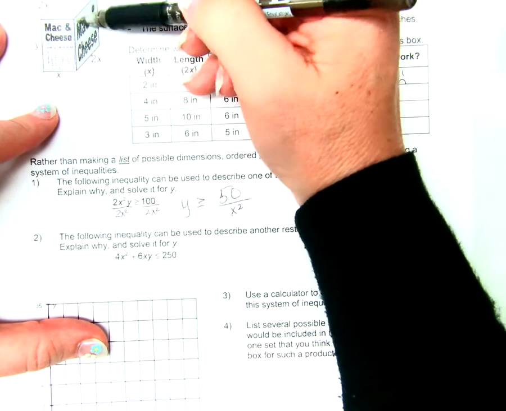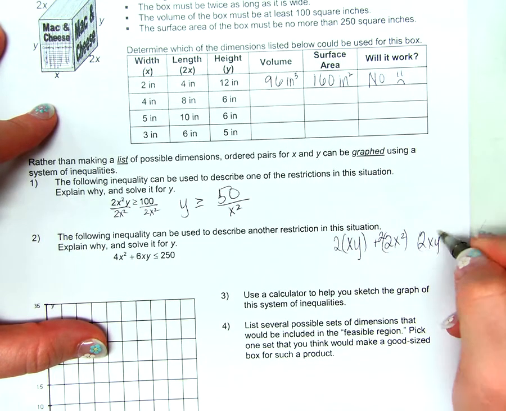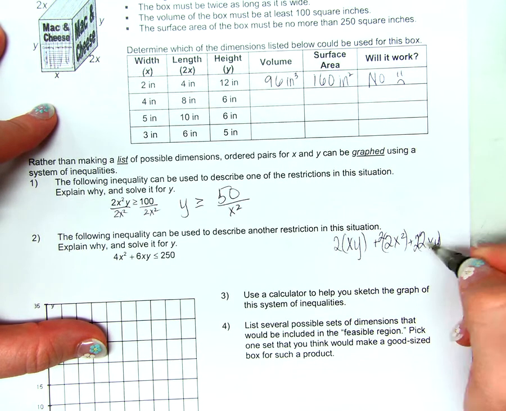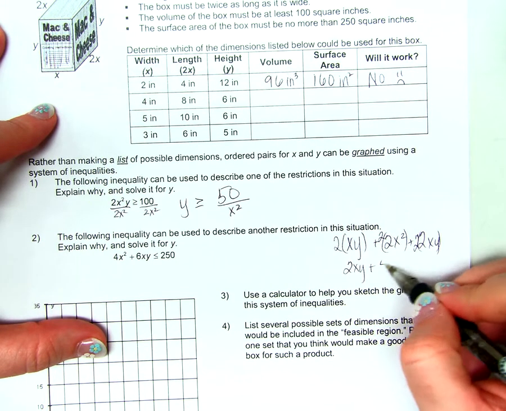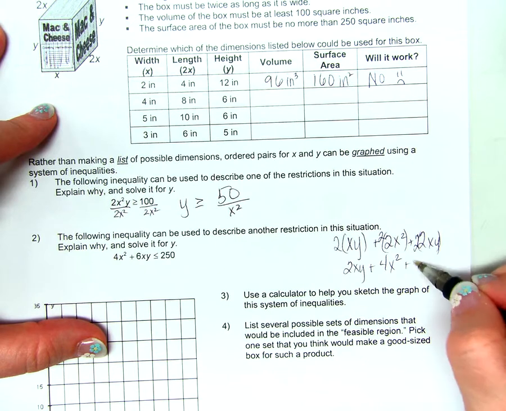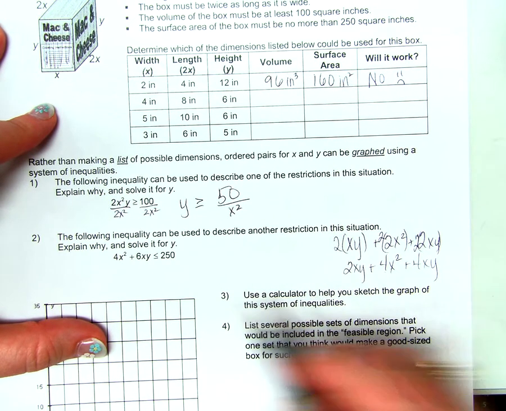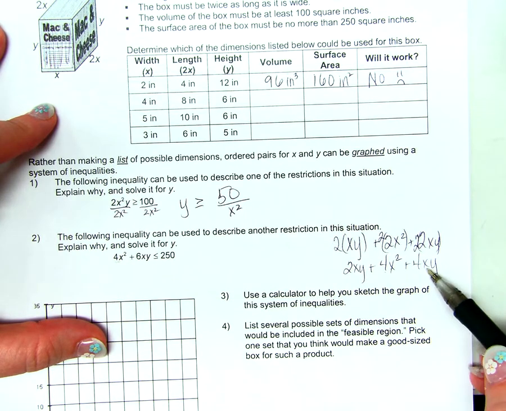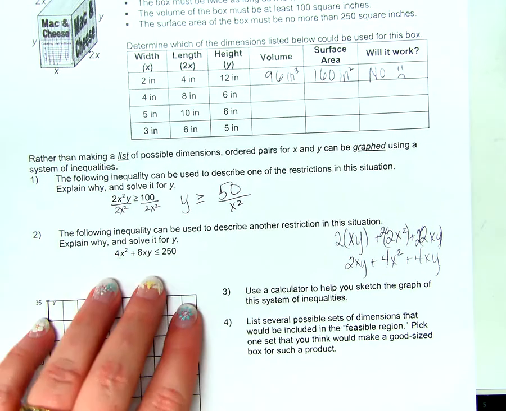And how do you find this side right here? 2xy, but there's 2 of them. This is 2xy. This is 4x squared. This is 4xy. So 4x squared is there. 2xy and 4xy is 6xy. Does that make sense? Okay, how do we solve it for y?